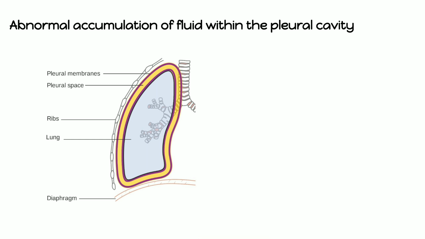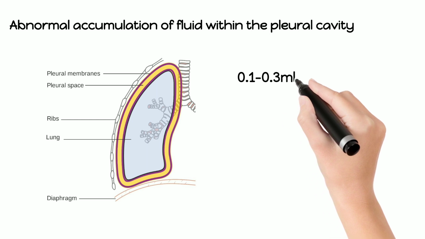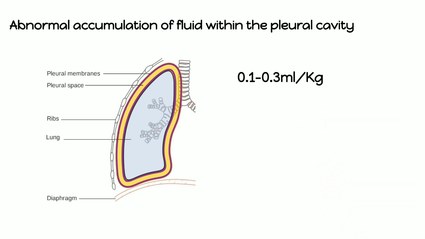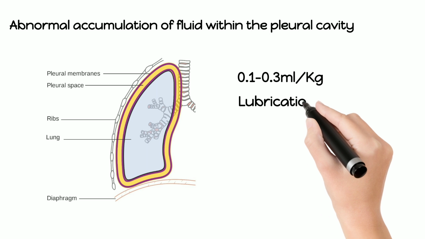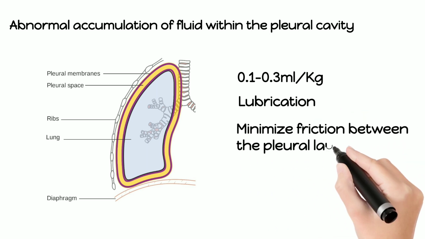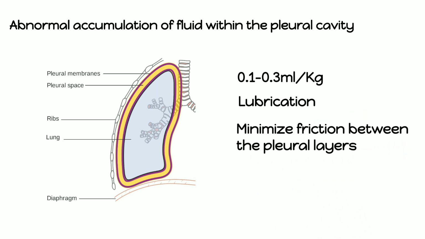The visceral pleura tightly adheres to the lung surface, and the parietal pleura lines the thoracic cavity's inner surface. The pleural space contains 0.1 to 0.3 milliliters of fluid per kilogram, which is serous, sterile, and clear. It lubricates the lungs and minimizes friction between the pleural layers during respiratory movement.